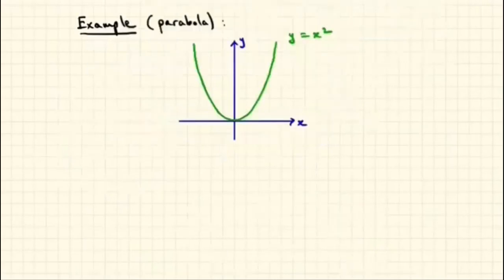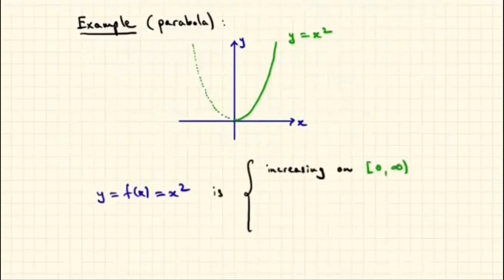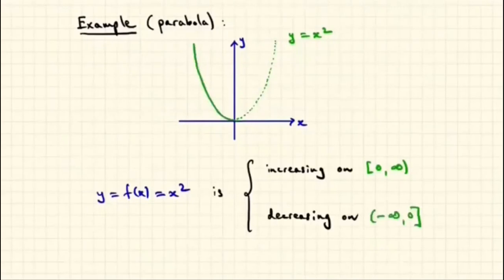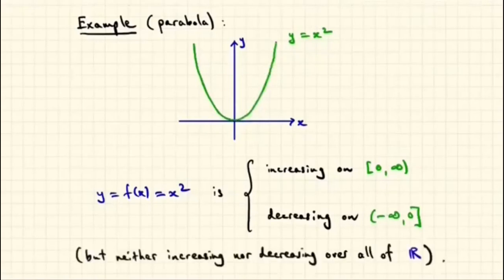Consider the simplest quadratic, y equals x squared, whose graph is a parabola with lowest point at the origin. The function is increasing if inputs are restricted to being greater than or equal to zero, but decreasing if inputs are restricted to being less than or equal to zero. If inputs are allowed to be taken from anywhere on the real line, then the function is neither increasing nor decreasing.